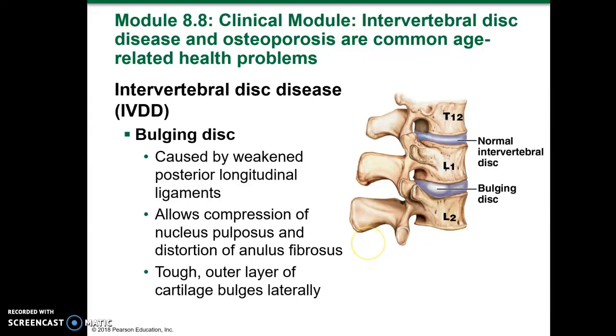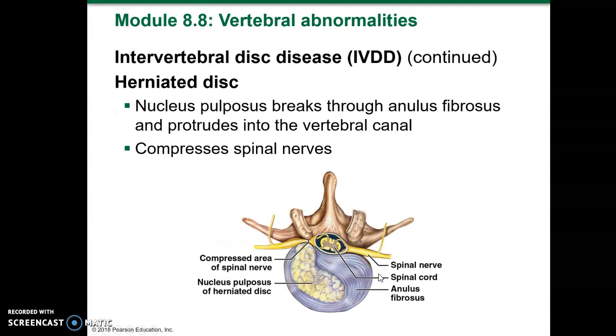Now, the intervertebral disc can have problems. You can have intervertebral disc disease, like bulging discs, caused by weakened posterior longitudinal ligaments. This allows compression of the nucleus pulposus, distortion of the annulus fibrosus. The tough outer layer of the cartilage bulges laterally, as you can see in these pictures. You can have herniated discs. The nucleus pulposus breaks through the annulus fibrosus, protrudes into the vertebral canal. This compresses the spinal nerves, so it can be quite serious.